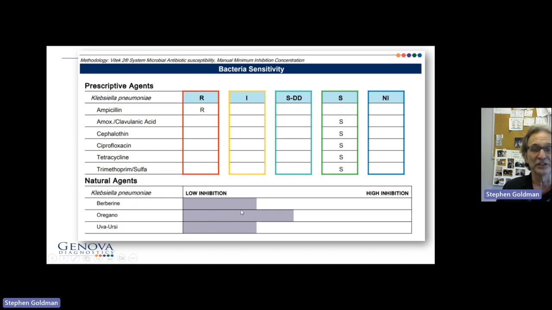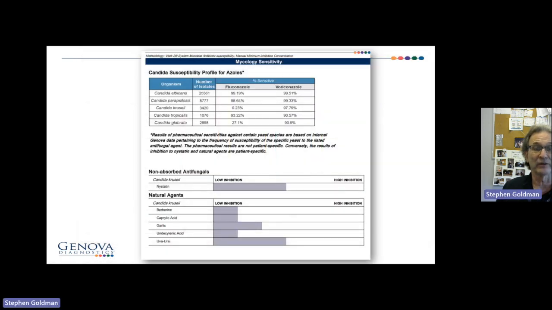For the natural agents, the higher the agent inhibits the growth, the more effective. So the further from left to right that gray bar extends, the more effective in vitro. So berberine and uva ursi worked somewhat, but oregano seemed a better choice in the lab based on that reaction.